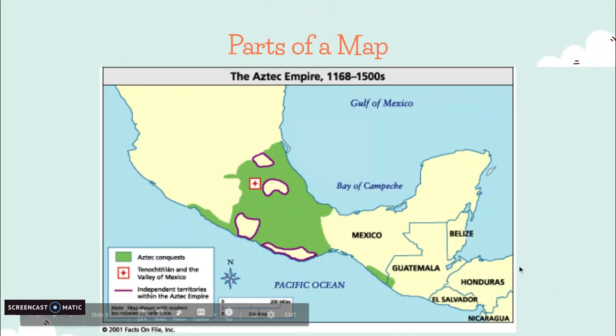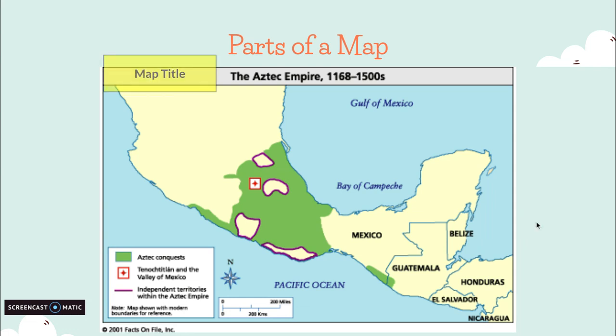So let's identify the parts of a map. On the screen, you see a map of the Aztec Empire. All right, 5th grade, we're going to learn about it this year. 6th grade, we already learned about it last year, but let's identify the parts on a map. So first, you have the map title. And the map title tells you what is the subject of the map.